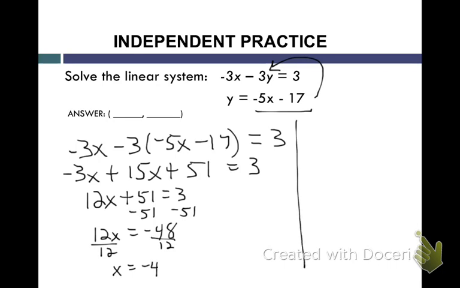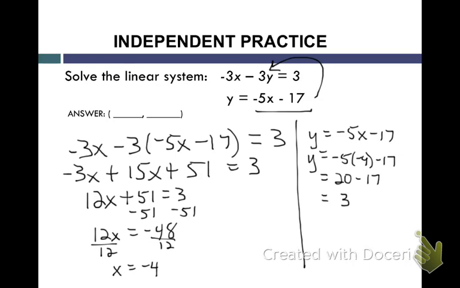And now I'm going to pick one of my original equations, and I like the second one, which is y equals negative 5x minus 17. And then I'm going to plug in negative 4. So that will equal positive 20 minus 17, or positive 3. So our solution is (-4, 3).